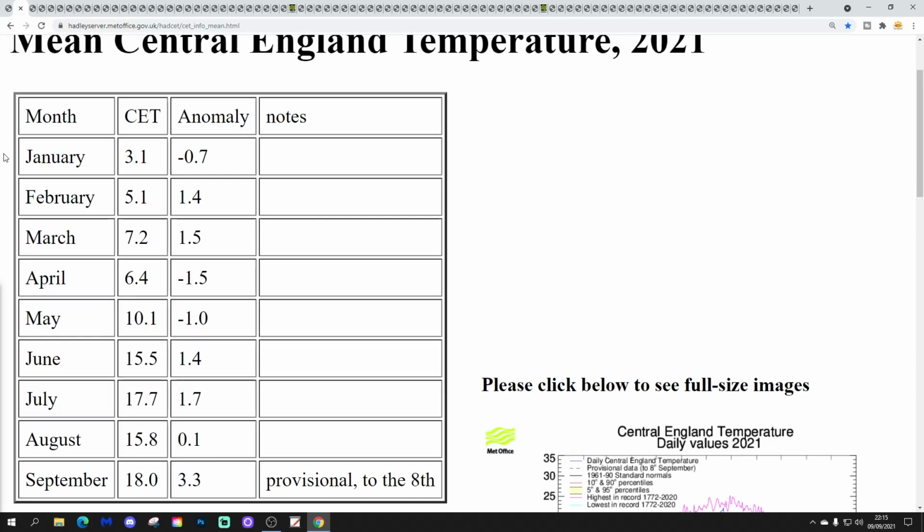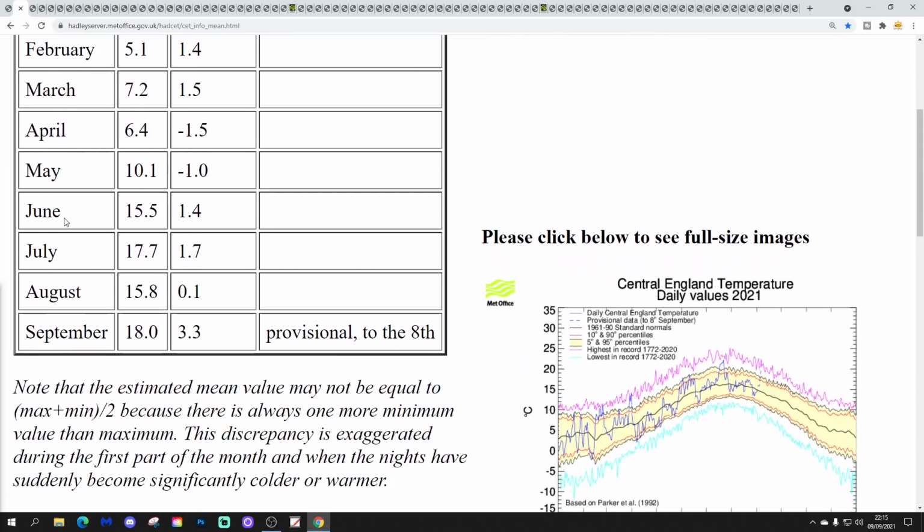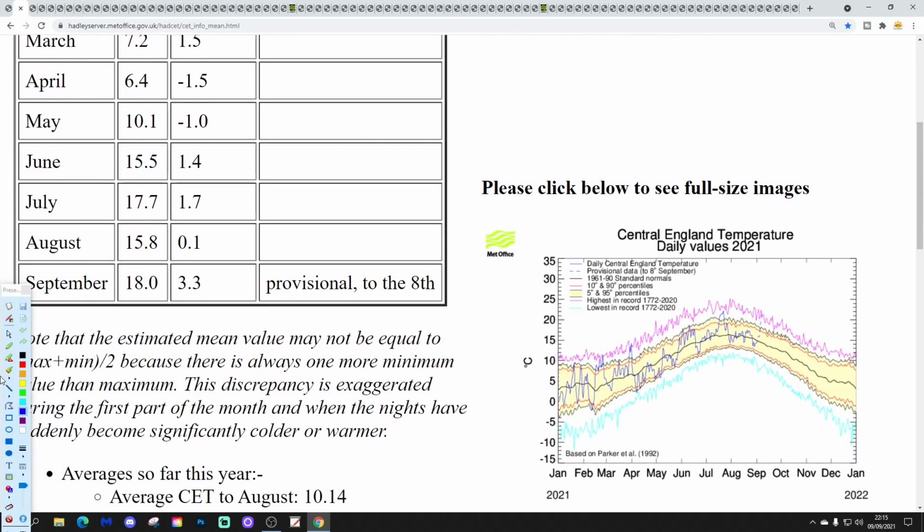So we're going to begin by having a look at the central temperature for August. This is the CT page at the UK Met Office. We can see that the central temperature came out at 15.8, just 0.1 of a degree above the 1961 to 1990 average, actually a little bit below the 1981 to 2010 average. So it was quite a coolish August, really, by modern standards.